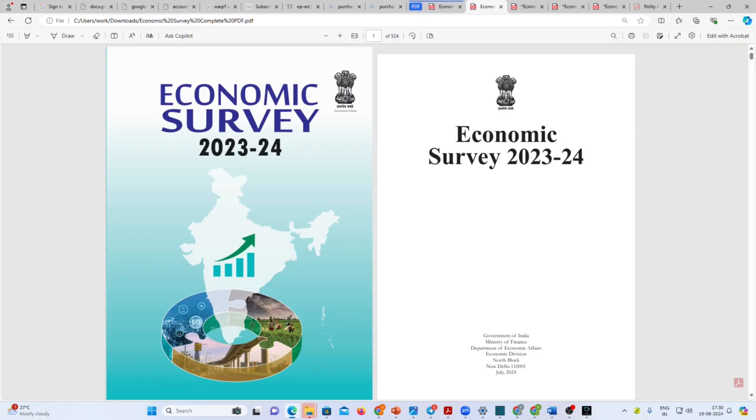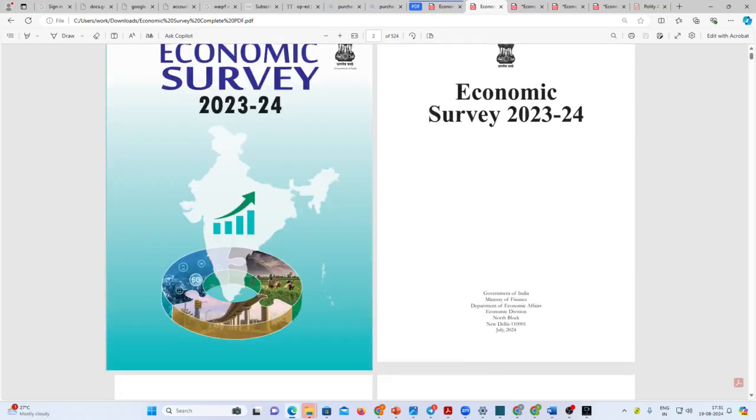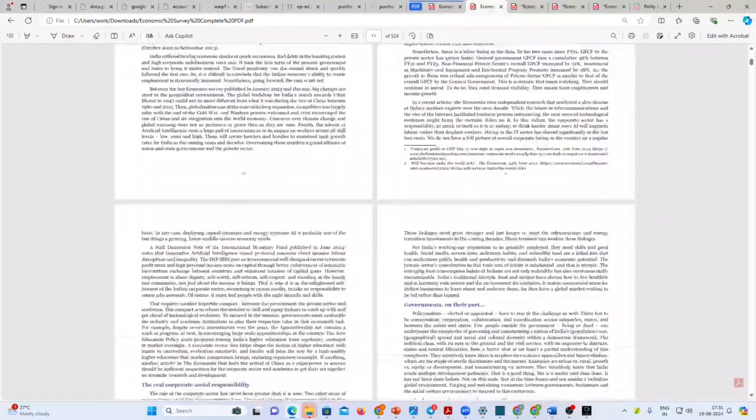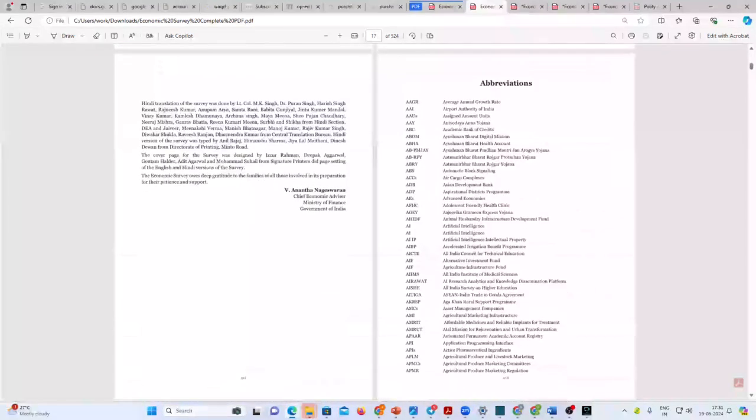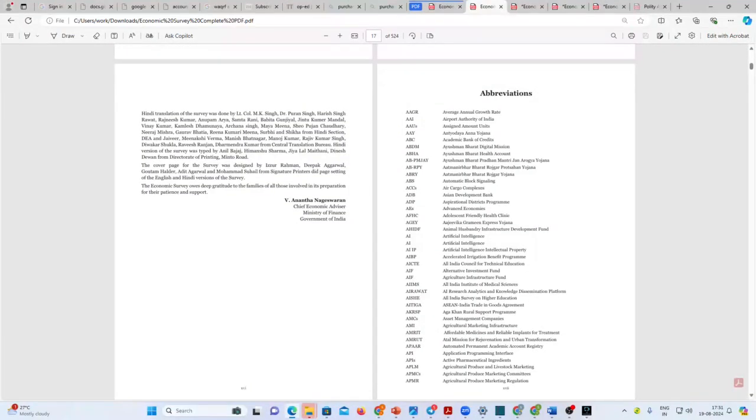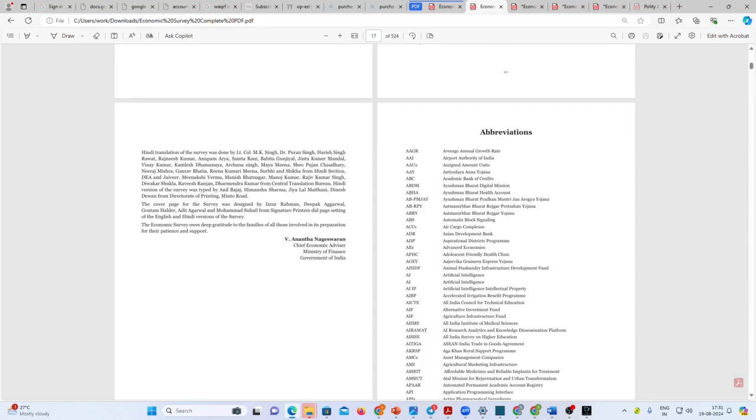Whenever you're bored, just open this economic survey. You go to this list of abbreviations. You have all the abbreviations here. So let's say you come to know something called Asian Development Bank. Immediately try to recollect what is Asian Development Bank. Ayushman Bharat Health Account. So now try to remember what is Ayushman Bharat Health Mission, correct?